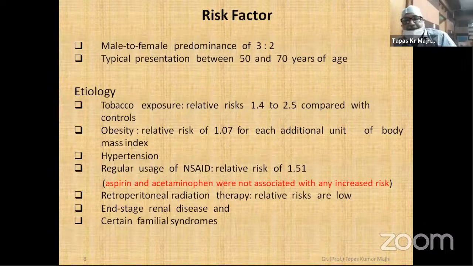Retroperitoneal radiation therapy, relative risks are low. End-stage renal disease, which particularly develops after long-standing dialysis, and patients with different medical diseases which cause end-stage renal disease. Certain family syndromes.